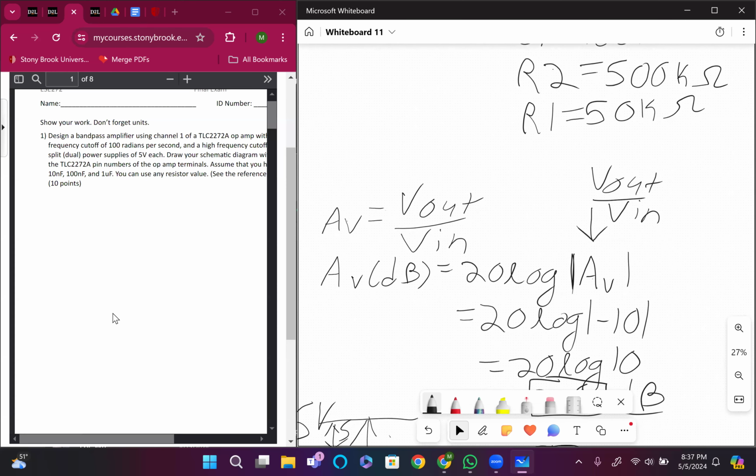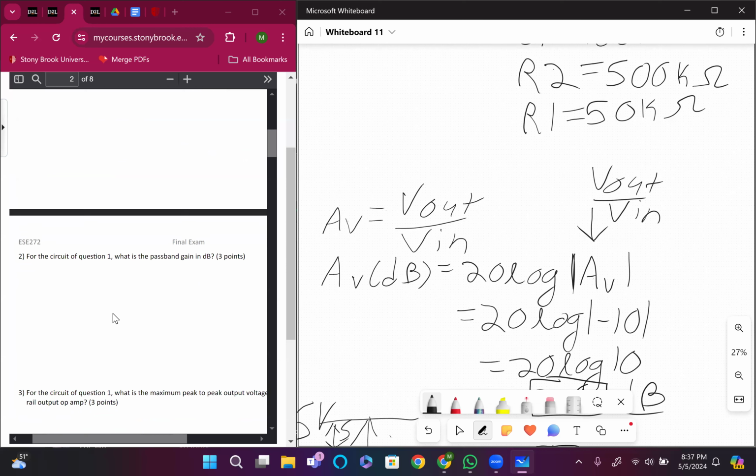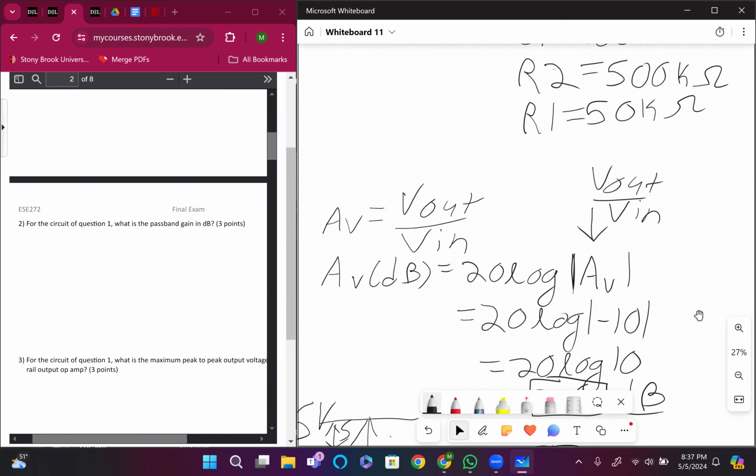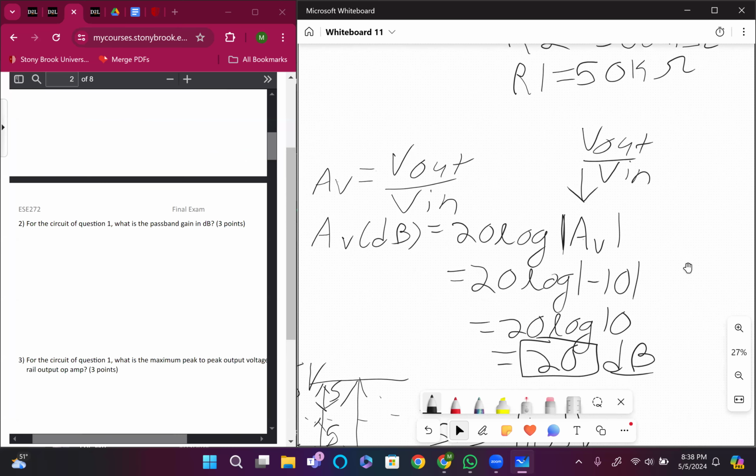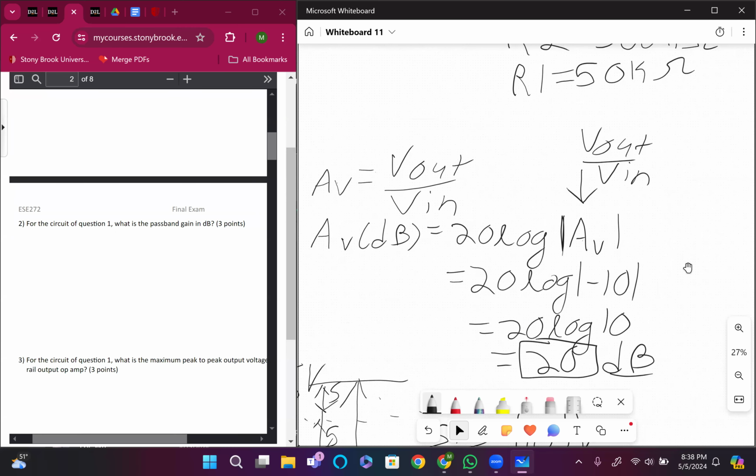The second question is to find the passband gain in decibels. The passband gain in decibels is just 20 times the log of the magnitude of the gain. As established in the statement of problem 1, the gain is -10. The magnitude of that is 10. Log of 10 is 1. Therefore, the answer is just 20 dB.